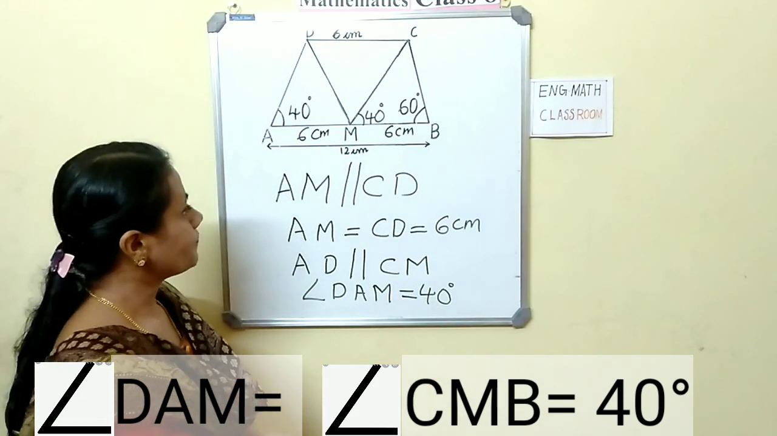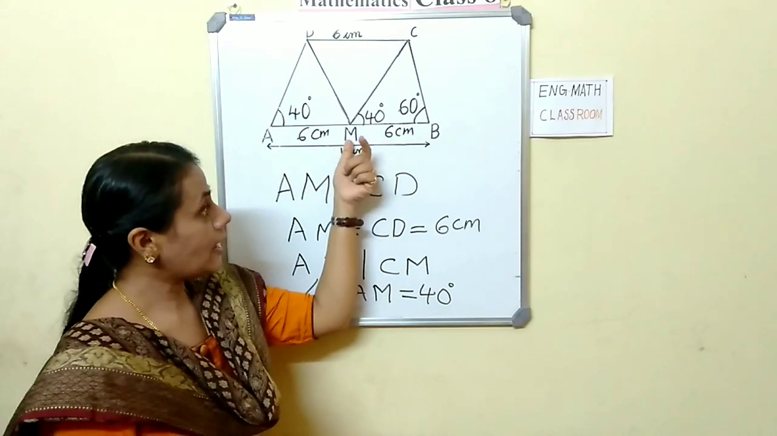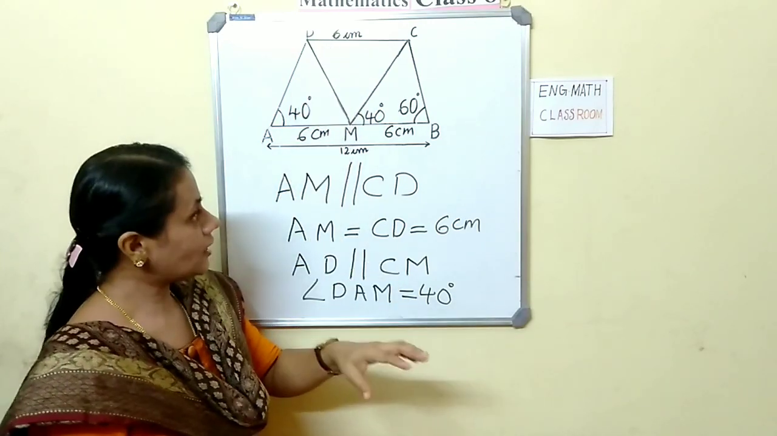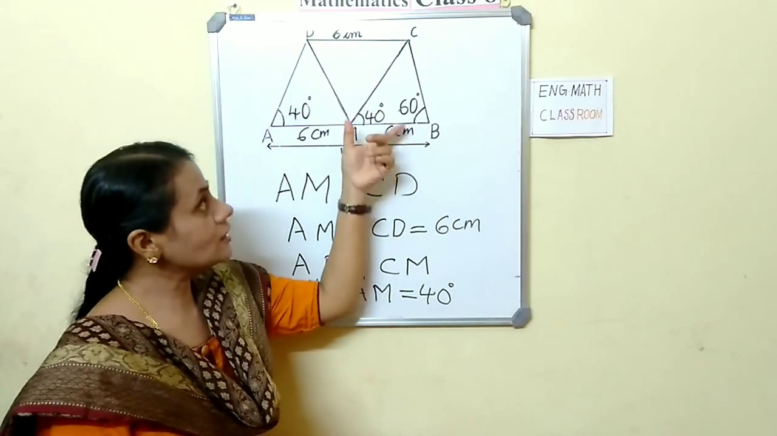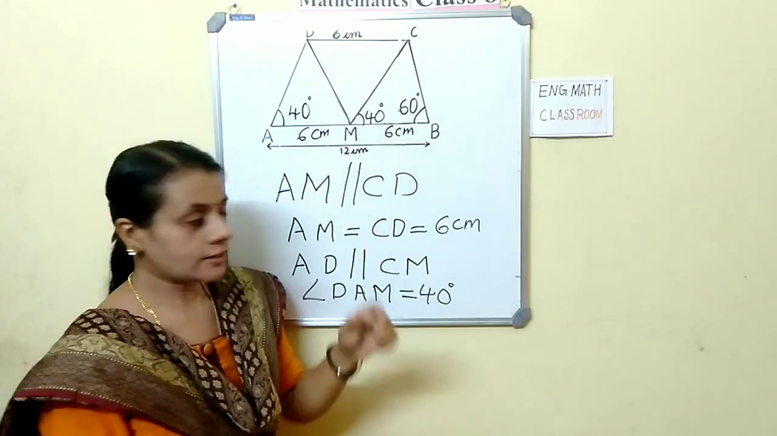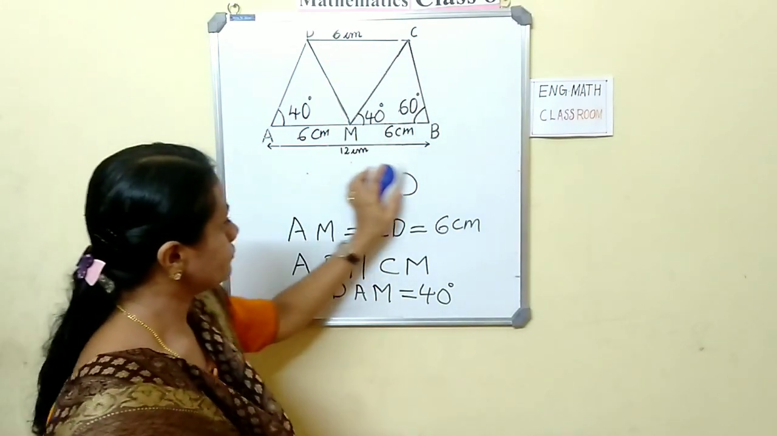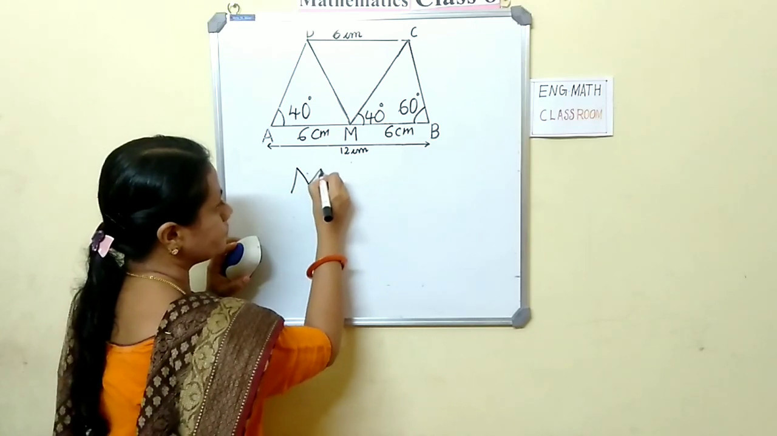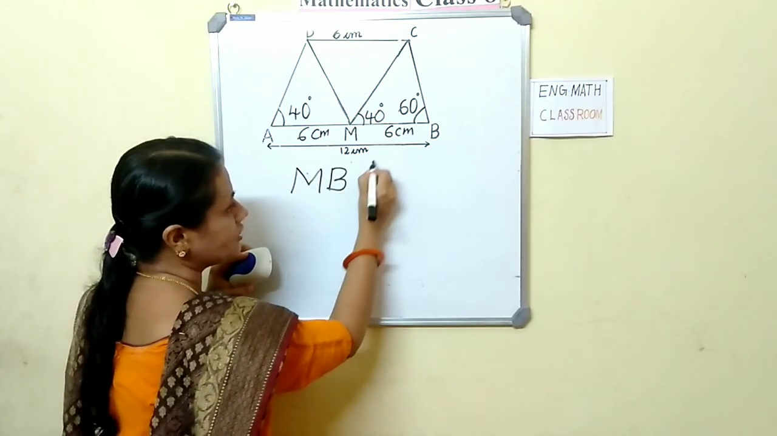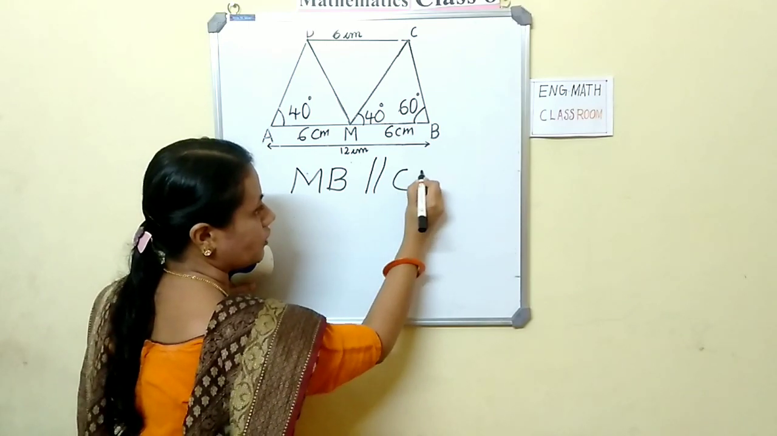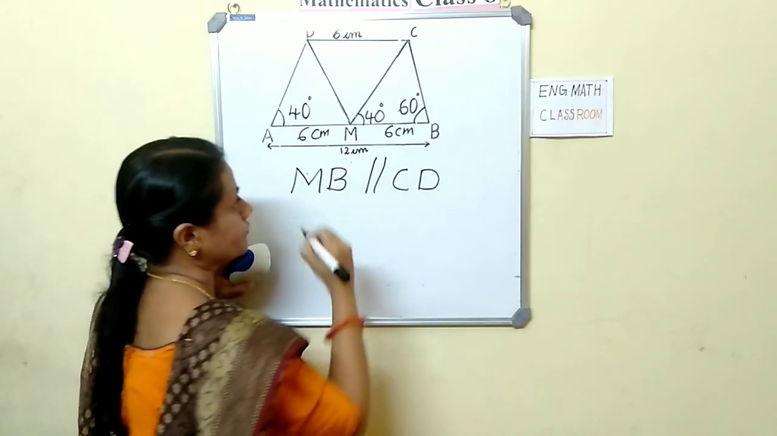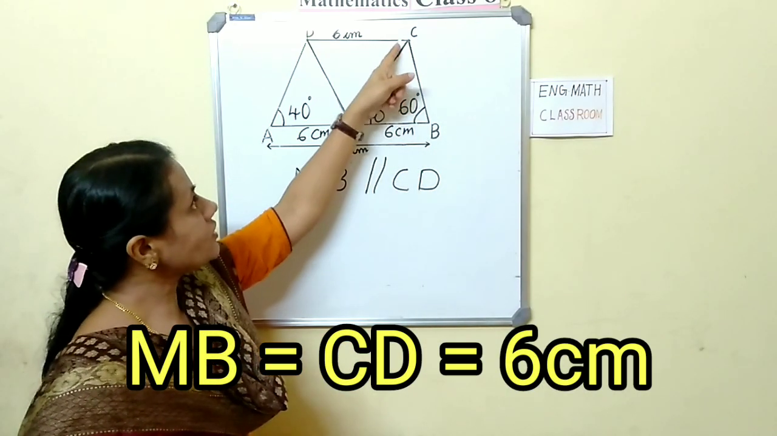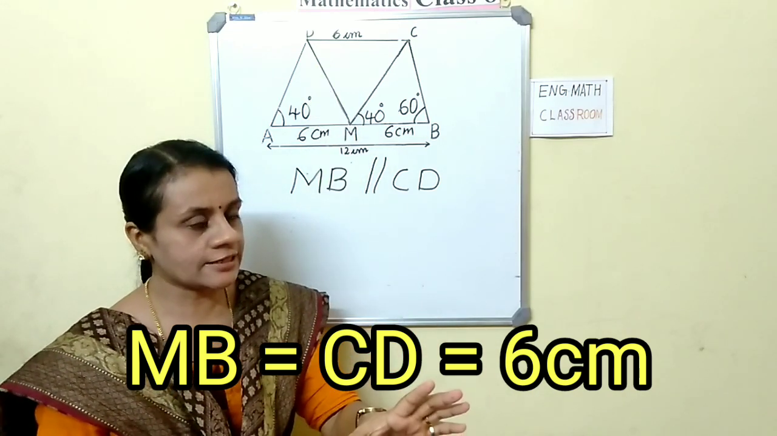Now, look at here. Another side, MB. Since AM is parallel to CD, again we can say that MB is also parallel to CD. Write down. MB parallel to CD. Okay. And what is the length of MB? 6 centimeter. And what is CD? It is also 6 centimeter.